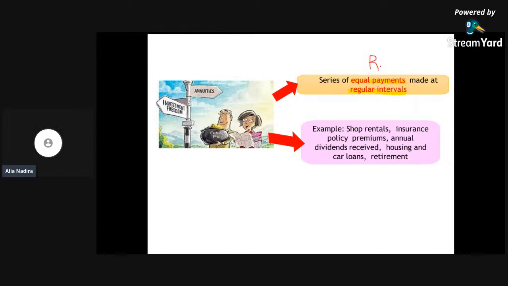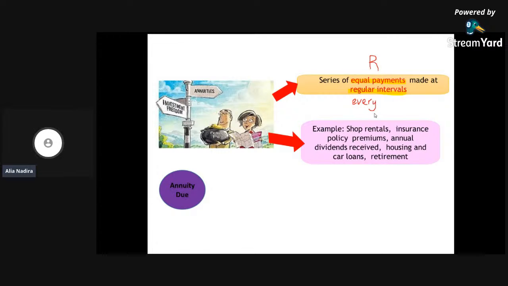Equal, sama, equal payment. And then what is regular interval? Regular interval tu time dia pun samalah. Every month, setiap bulan you akan bayar. So every month, that one we call as regular interval. So dia mesti ada perkataan every. Dia tak kisahlah every month ke, every day ke, every week ke, but dia mesti regular interval sama.